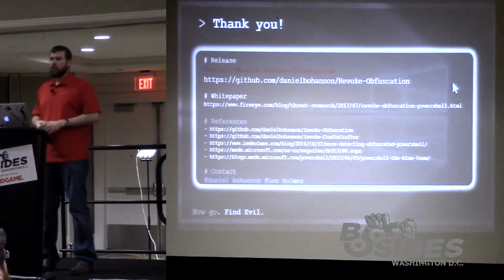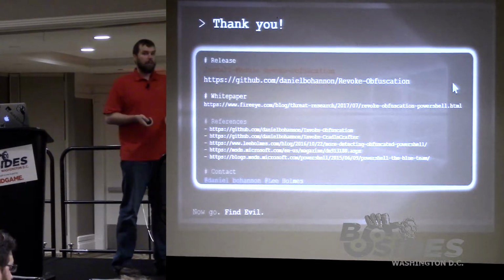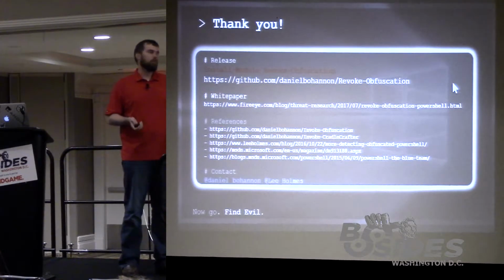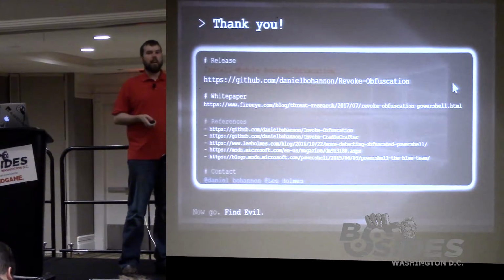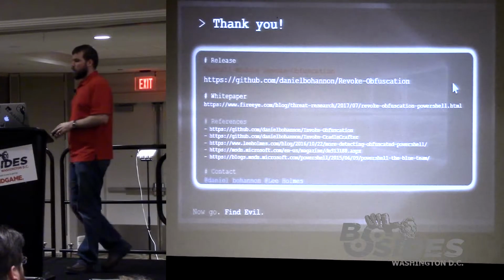So with that being said, you can get the code, it's on my GitHub. It's also hosted on the PowerShell Gallery, which means on any PowerShell prompt, you can just type install-module revoke-obfuscation and have it up and running within 30 seconds finding obfuscated PowerShell.